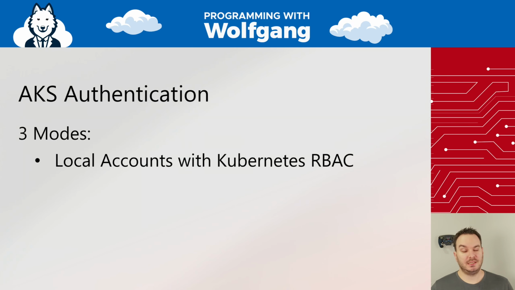So in AKS, Azure Kubernetes Service, we have three different authentication and authorization modes. The first one is local accounts with Kubernetes RBAC. That's the default one and the easiest one to use. The downside is that the token you need to access the cluster is unencrypted. Therefore, everyone could steal it or you can just lose it.